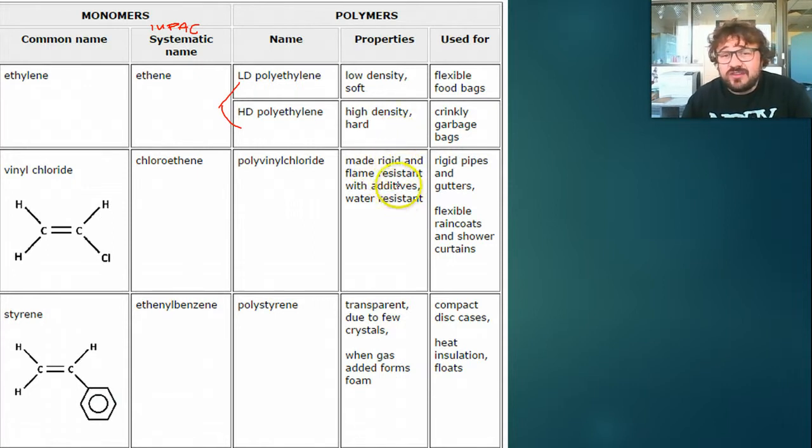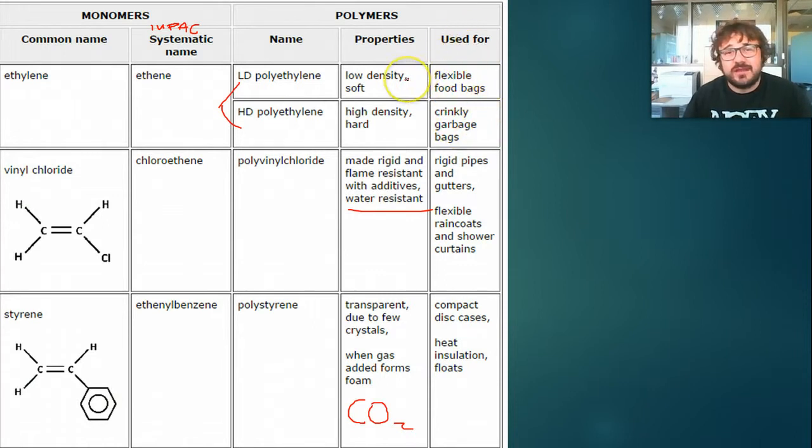PVC is made rigid and flame resistant with additives. So we add this stuff to it to change the properties, and it is water resistant. That's really important. These guys aren't so water resistant. Polystyrene is transparent due to the fact that it makes no crystals or low numbers of crystals. And when you gas it, so as it's being made, you squirt gas into it, it makes a foam. The gas would be CO2, by the way, because it's not going to react with it.